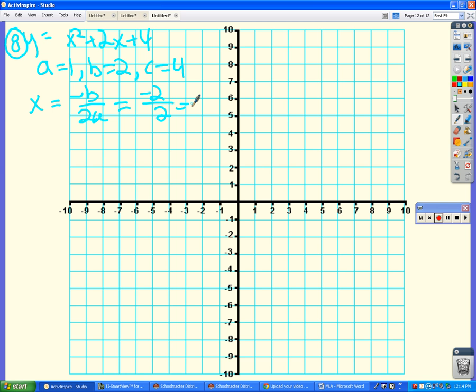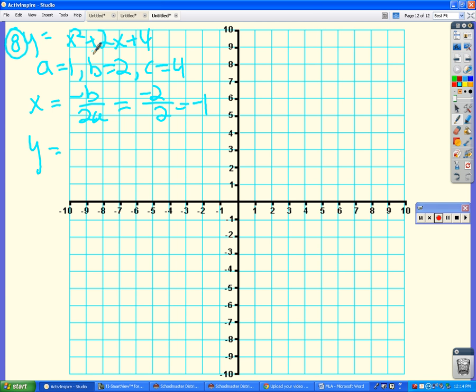So negative 2 over 2 is negative 1. So the x-coordinate of the vertex is negative 1. What do I do with that to figure out what the y coordinate of the vertex is? Plug it in.